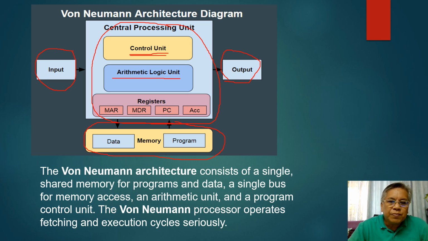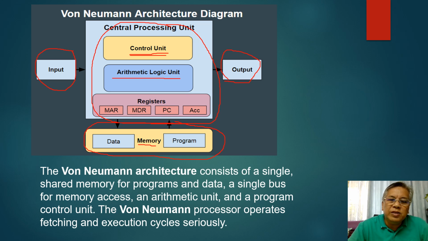Then we have the different registers inside your central processing unit. What are these registers? You have your memory address register, which we have already introduced in our previous discussion. The memory address register temporarily stores the address of a particular register. Then we have your MDR, or memory data register. It is where the data are stored before being transmitted into your memory.